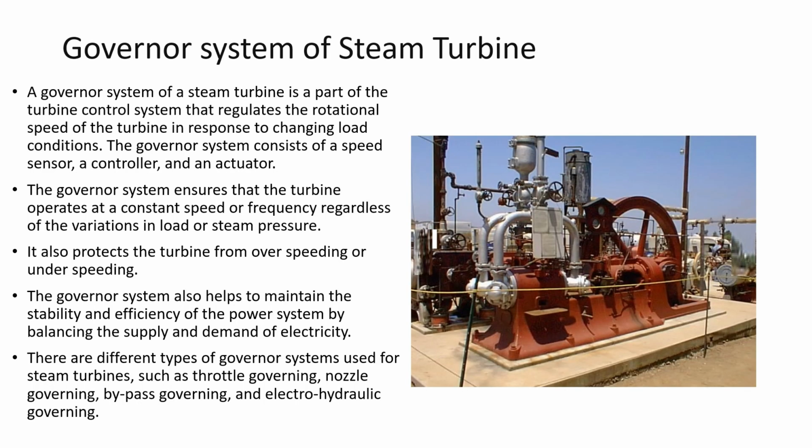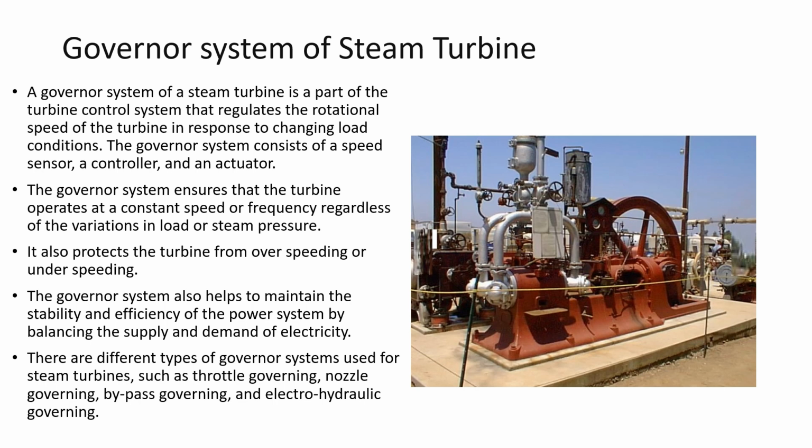A governor system of a steam turbine is a part of the turbine control system that regulates the rotational speed of the turbine in response to changing load conditions. The governor system consists of a speed sensor, a controller, and an actuator. The governor system ensures that the turbine operates at a constant speed or frequency regardless of the variations in load or steam pressure. It also protects the turbine from overspeeding or underspeeding.